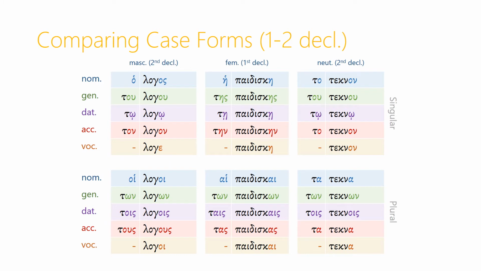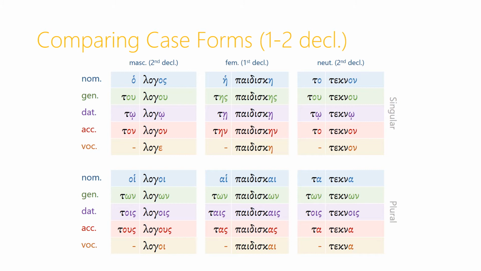So let's look at these case endings for the dative in the context of all of our other case endings. We have first the masculine second declension nouns, and we have logos and logou, and now logo, followed by logon as the accusative and loge. Below that, we have logoi, logon, and now the dative logois, followed by the accusative logous and the vocative logoi.